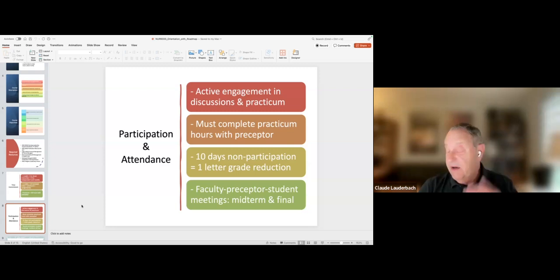I just put it up here, but you just need to tell me if you're not going to be available and why. This shouldn't be a cause of worry to anybody. And then your faculty, preceptor, student meetings called site visits occur at the midterm and at the final.